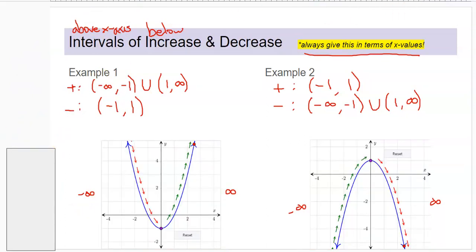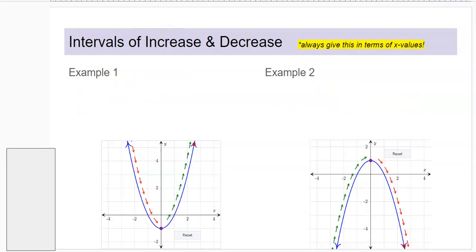Next, let's look at intervals of increase and decrease. And again, we're going to give this in terms of x values. So this is like describing the hill. Are you going downhill or uphill? You always start on the left when we're describing an interval.